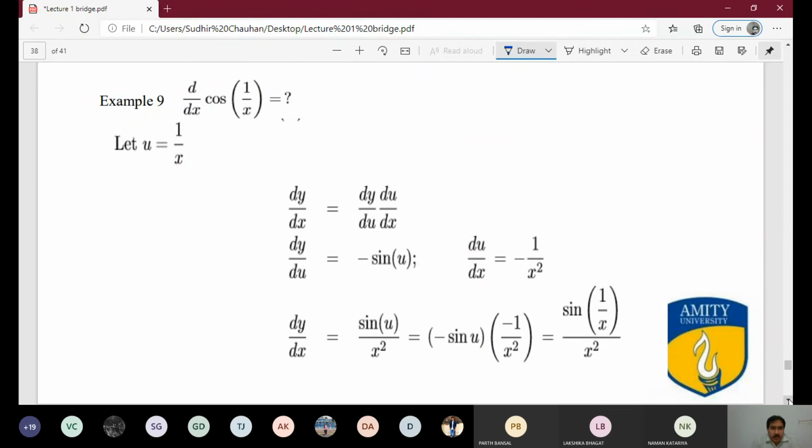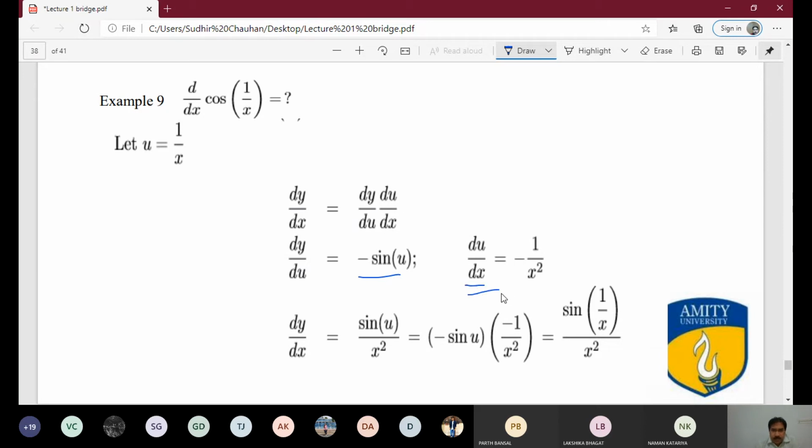So d by dx of cos 1 by x. We can again put 1 by x as u. So dy by du can be written as minus sine u, because it is now cos u, the differential is minus sine u, and dy by dx is dy by du times du by dx.